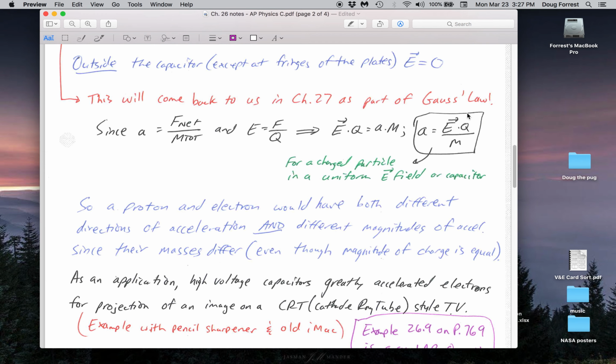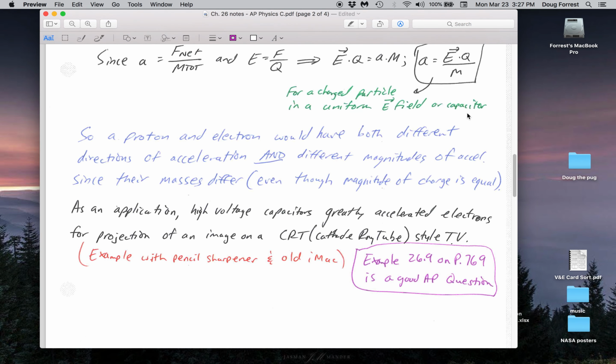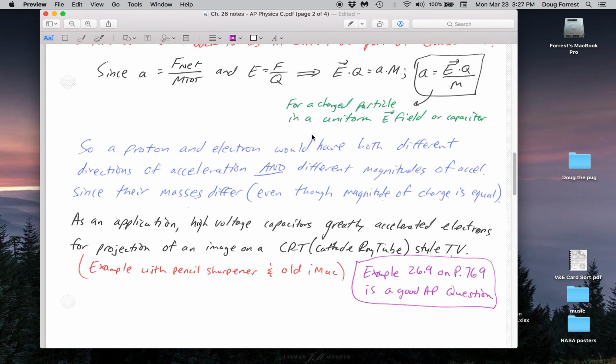Here's why that's important. I'll give an example of it. If you have a proton and an electron, and they're both put in the same electric field, first of all, they're going to accelerate in opposite directions because electron has a negative charge, proton has a positive charge.